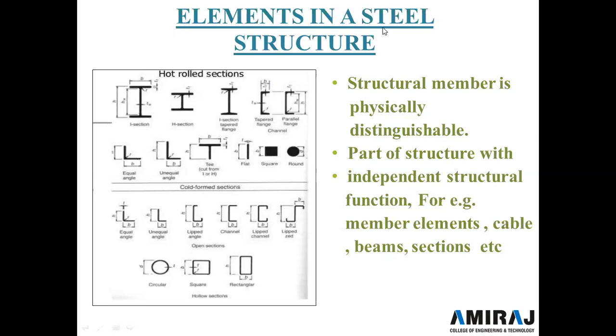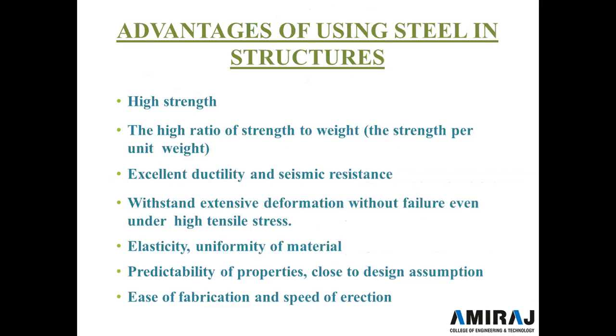So these steel members are all physically distinguishable, right? Each is a part of the structure with an independent structural function, for example, these member elements, cables, beams, sections. These members are used in different types of beams, sections, trusses, bridges, right? Going further, what are the main advantages of this steel structure?